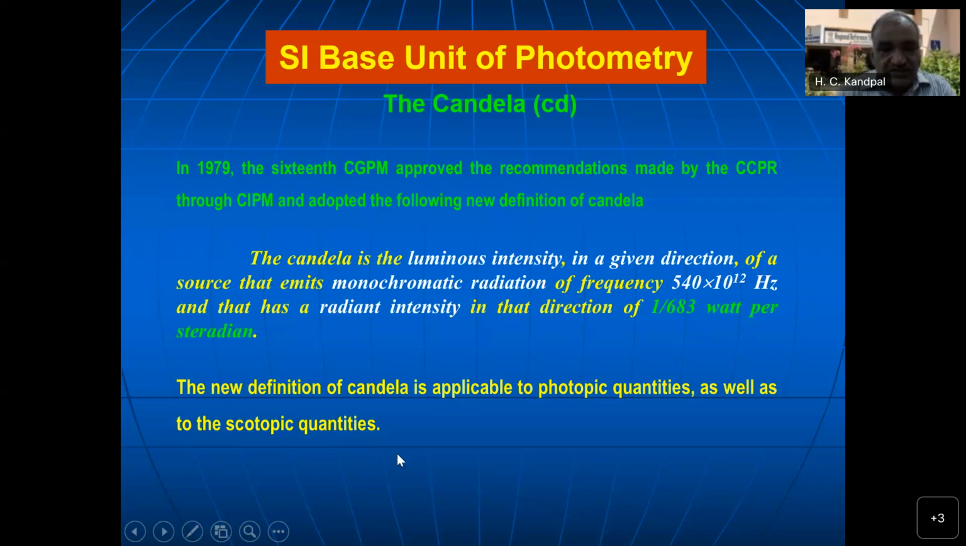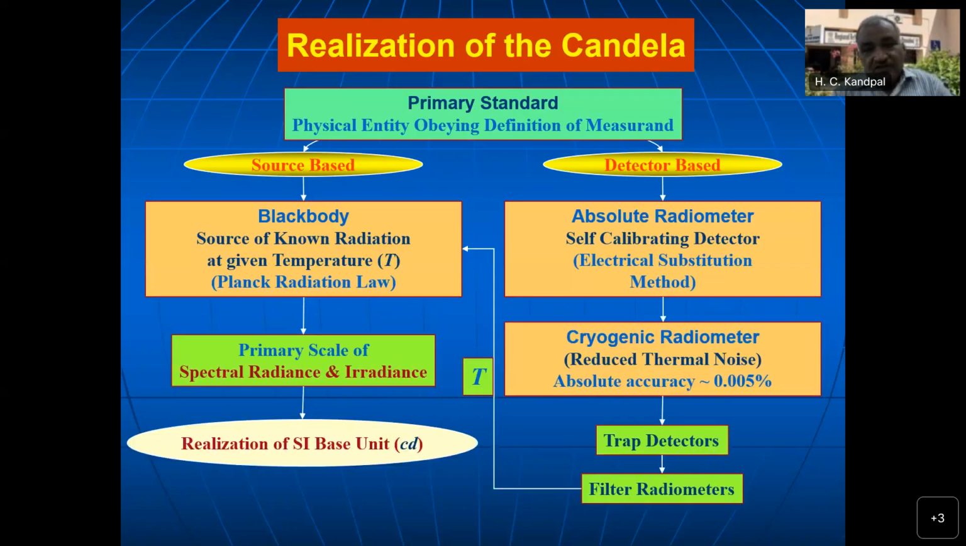The standards are being made for these mesopic quantities. Therefore, this will be defined in physical terms, that is watt per steradian at 555 nanometers. This is called physical photometry.